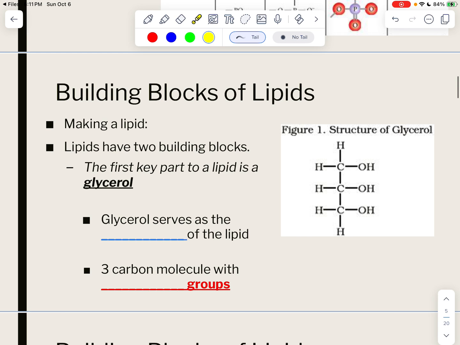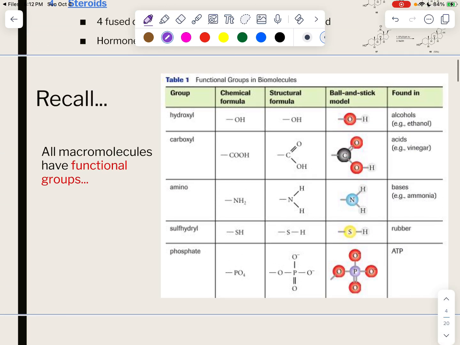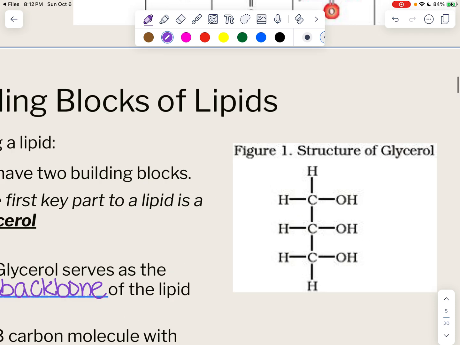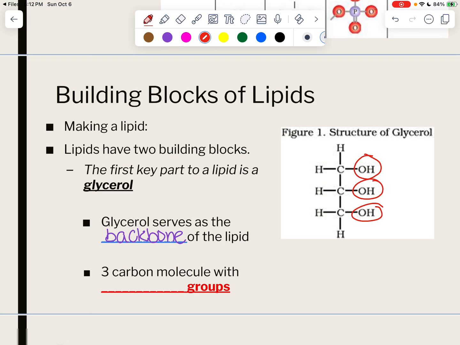Let's take a look at the structure of glycerol, which is a component of lipids. So to make a lipid, we need to have 2 building blocks. The first part is a glycerol. So this is a glycerol. It serves as the backbone of the lipid. Okay, if you notice from our previous functional group chart, the glycerol has some hydroxyl groups here. 3 hydroxyl groups.